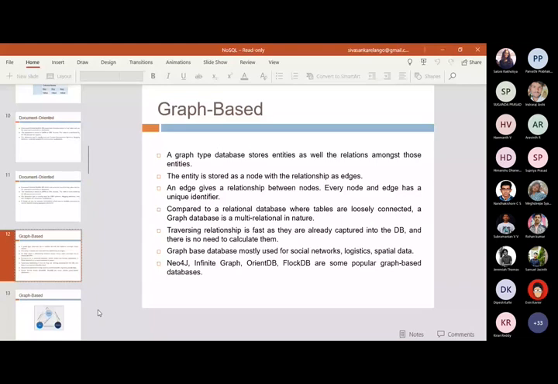Again, traversing a relationship is very fast in graph databases, and they are used in applications like social media, social networks, logistics, and to represent spatial data. Neo4j, Infinite Graph, OrientDB, FlockDB are some of the popular examples of graph-based NoSQL databases.